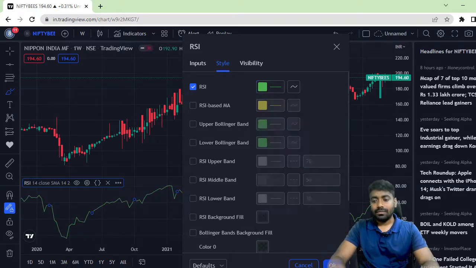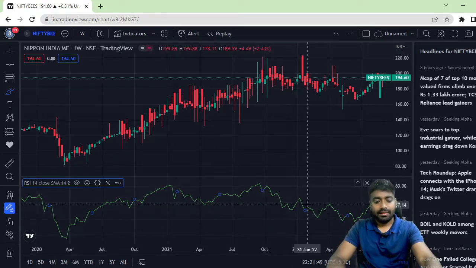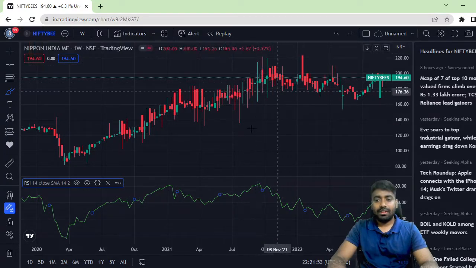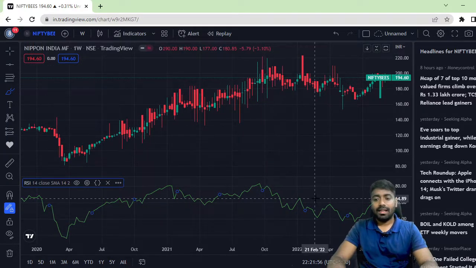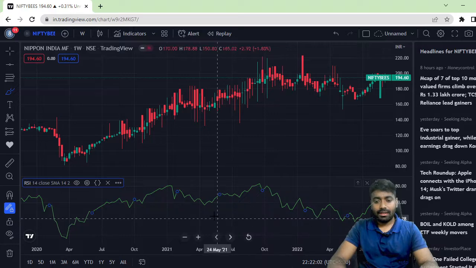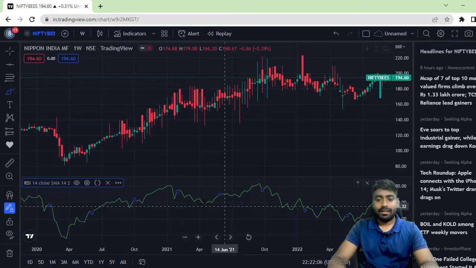Okay, now what you are seeing here is purely the Nifty Bees index chart, and what you are seeing here is purely the RSI, the relative strength index. Now, the data you are seeing here is purely for different periods.